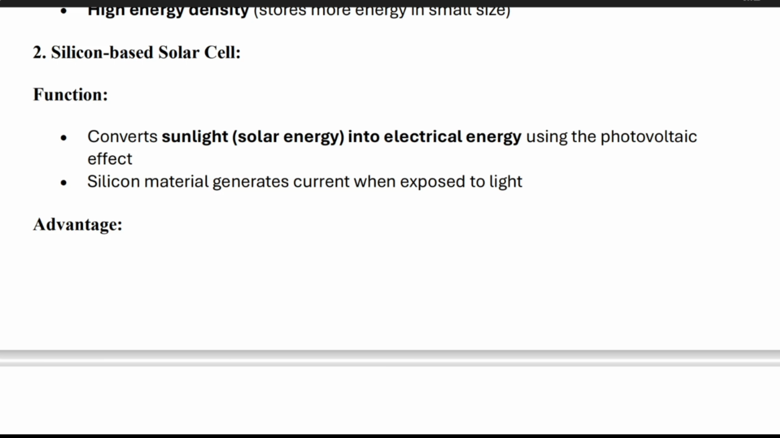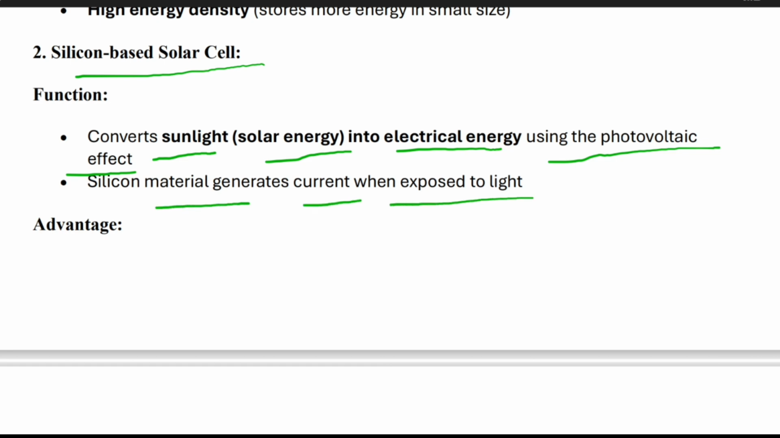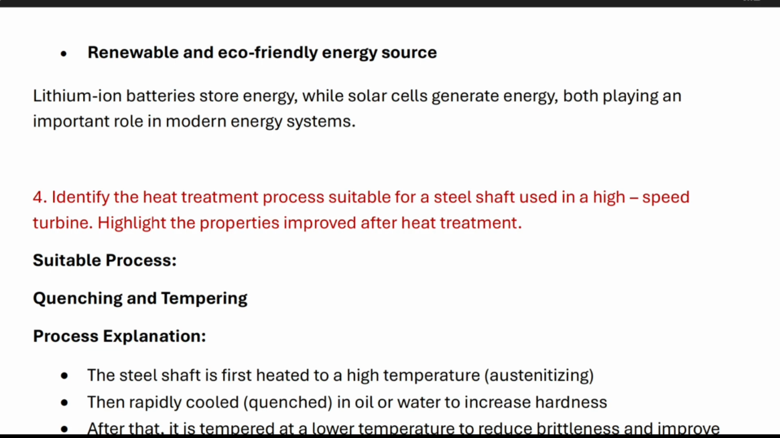Coming to the silicon based solar cell. It converts sunlight or solar energy into electrical energy using the photovoltaic effect. The silicon material generates current when it is exposed to light. Coming to the advantages, we can use it as a renewable and eco-friendly energy source. So finally, lithium ion batteries store energy while solar cells generate energy, both playing an important role in modern energy systems.